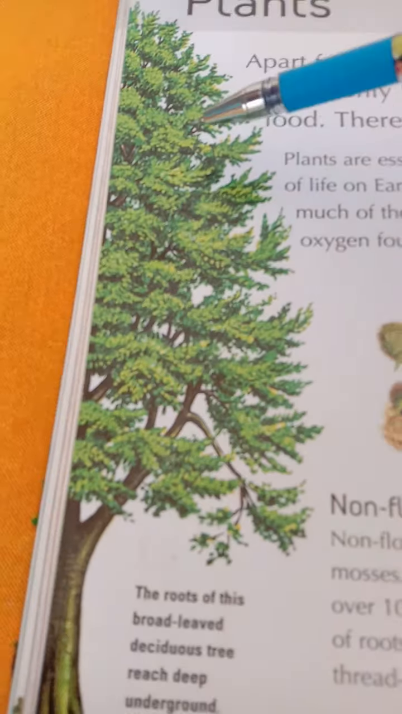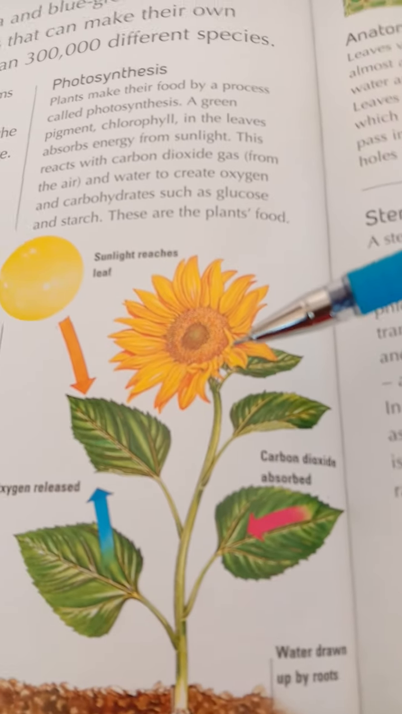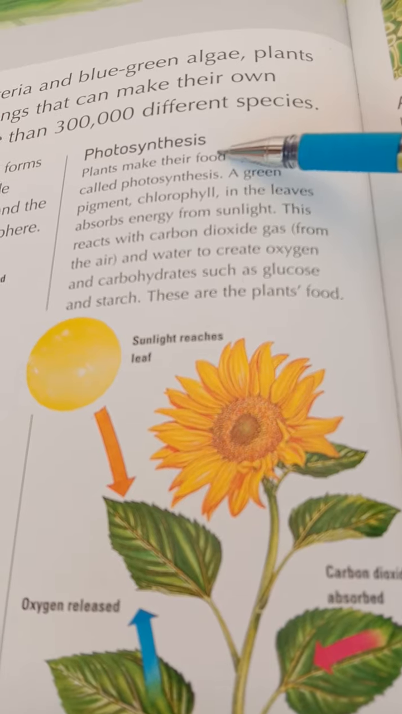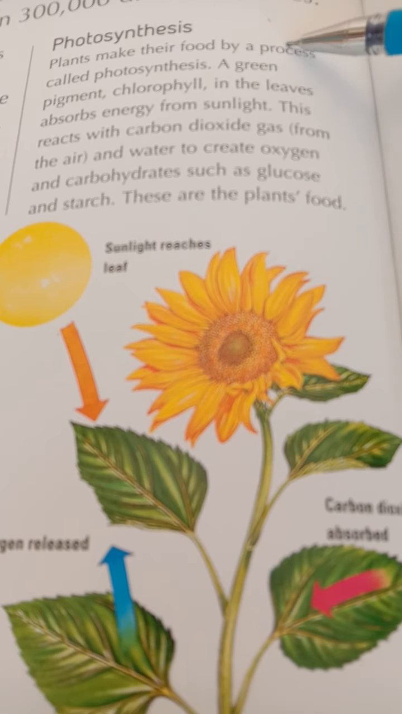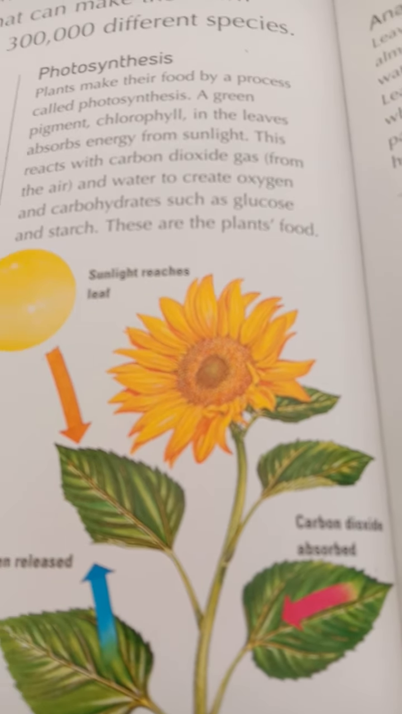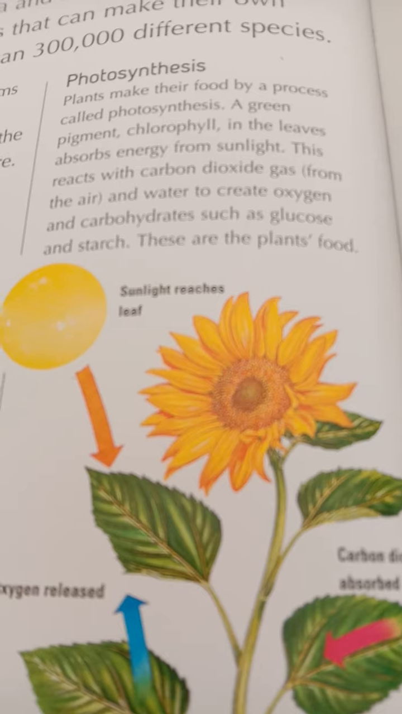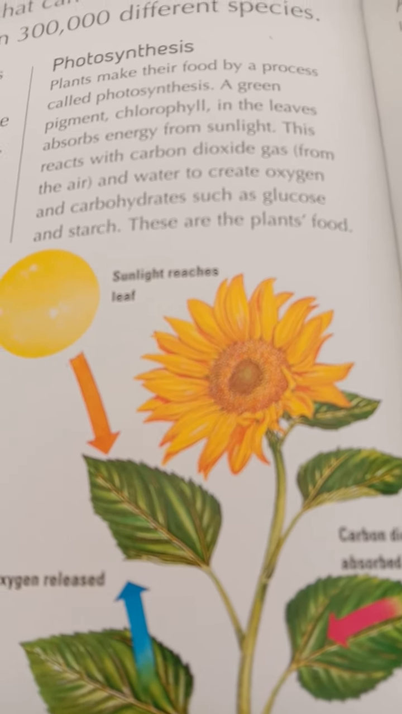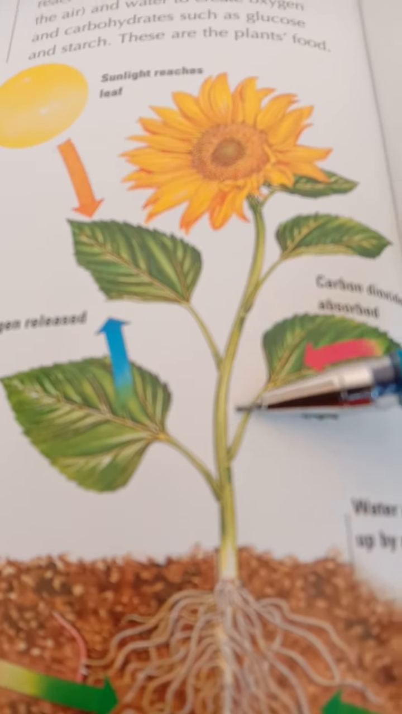Mode of nutrition in plants. Food is the basic source of energy for all organisms. Therefore, it is important to know how different organisms get their food. Based on food habits, the mode of nutrition in all living organisms is divided into two categories. Number one is autotrophic nutrition. Auto means self. So the green plants are able to make their own food by themselves, so they are categorized as autotrophs.